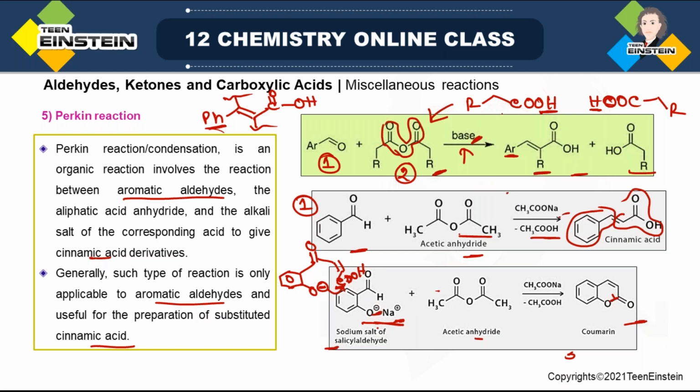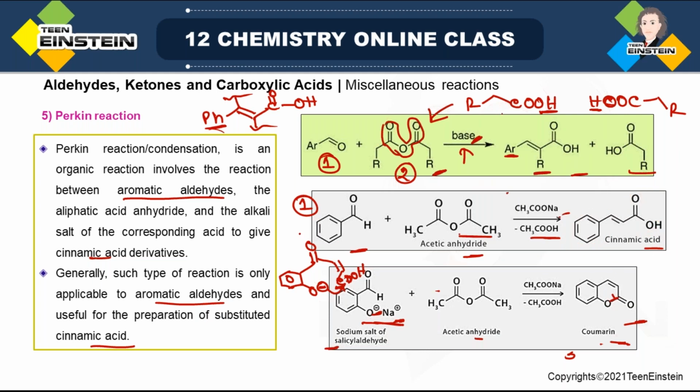Because if it is in OH form, oxygen will attack through lone pair, but if it is in sodium salt form, oxygen will attack through negative charge, which is more nucleophilic. So that is why it is in sodium salt form, and finally we are getting coumarin. But you will end up with cinnamic acid type of structure if there is no OH group.